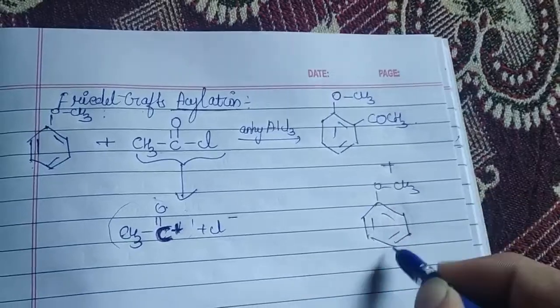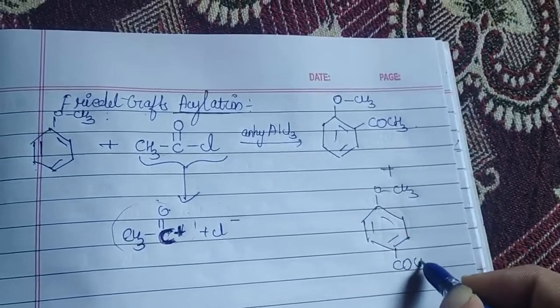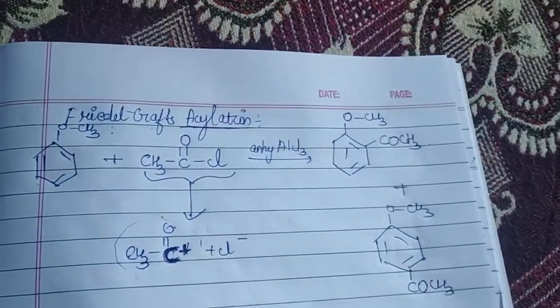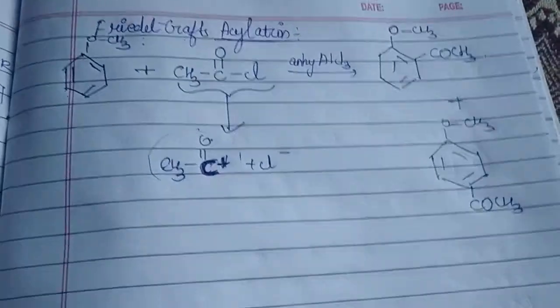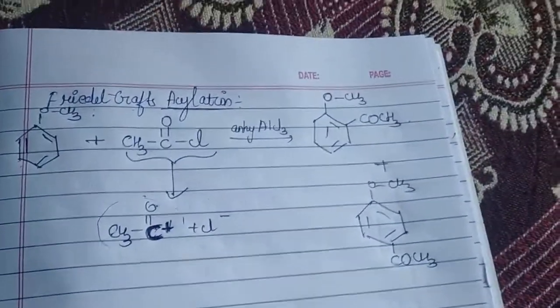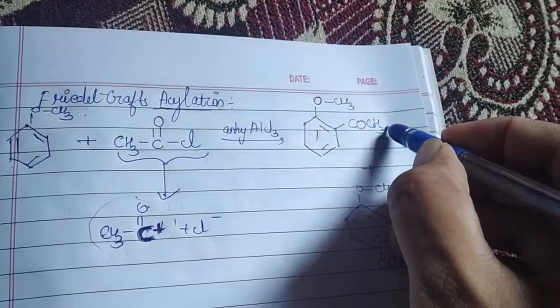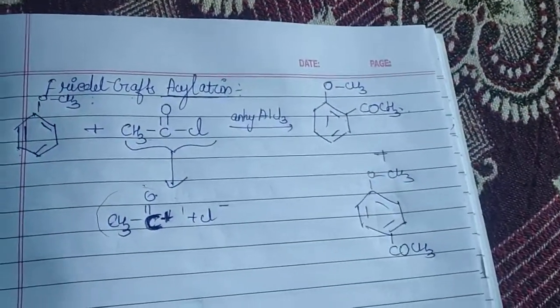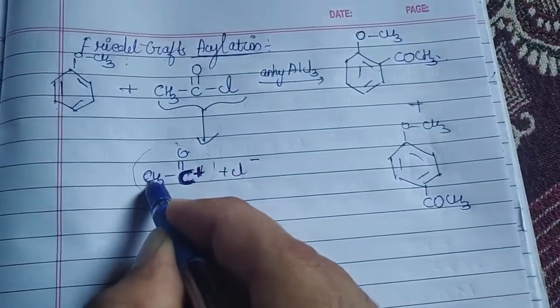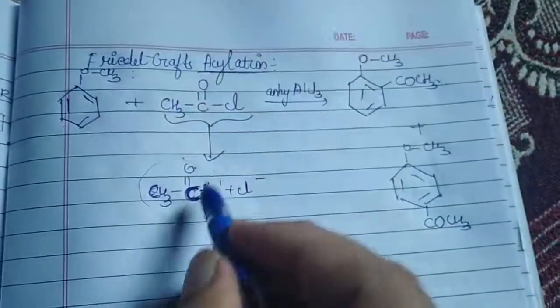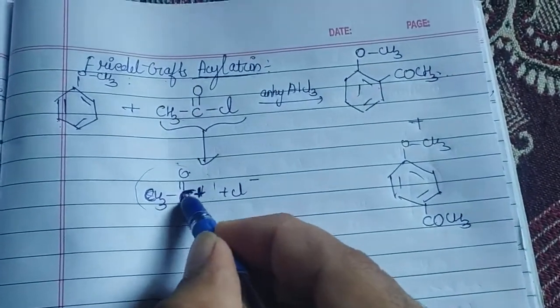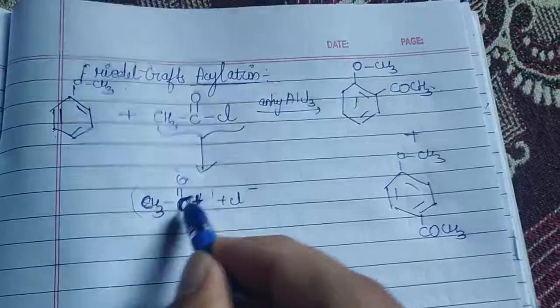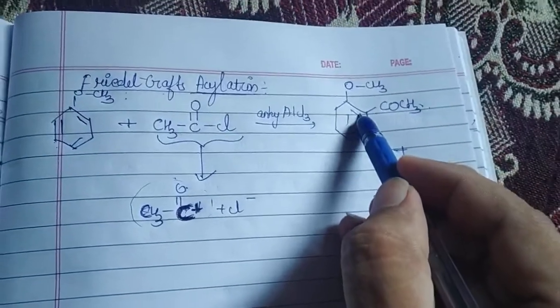OCH3 will be here, and here also COCH3. Why am I stressing it? Of course, I have said it before also. Some of you will write it as CH3CO. That is wrong. Why? Because you can see this carbon does not have any positive charge. Instead, the carbonyl carbon has the positive charge, so that should be the one linking to our benzene ring.